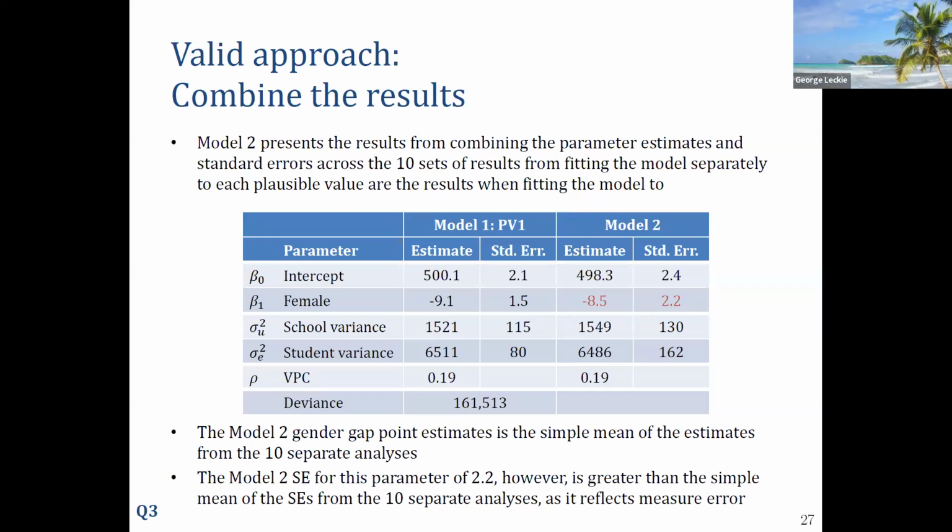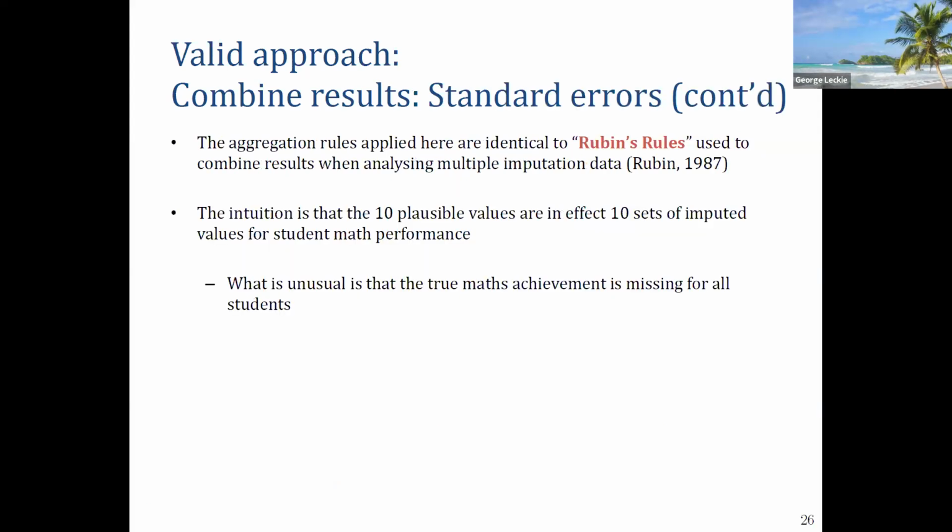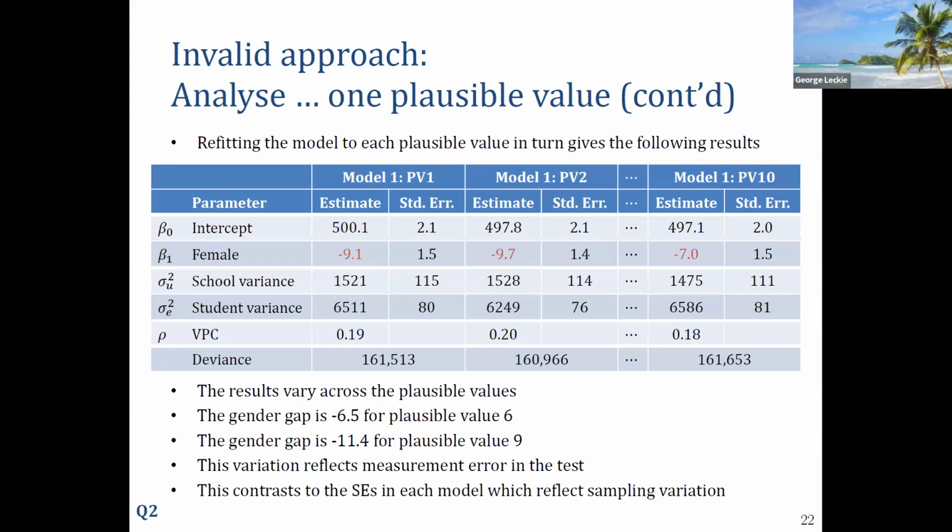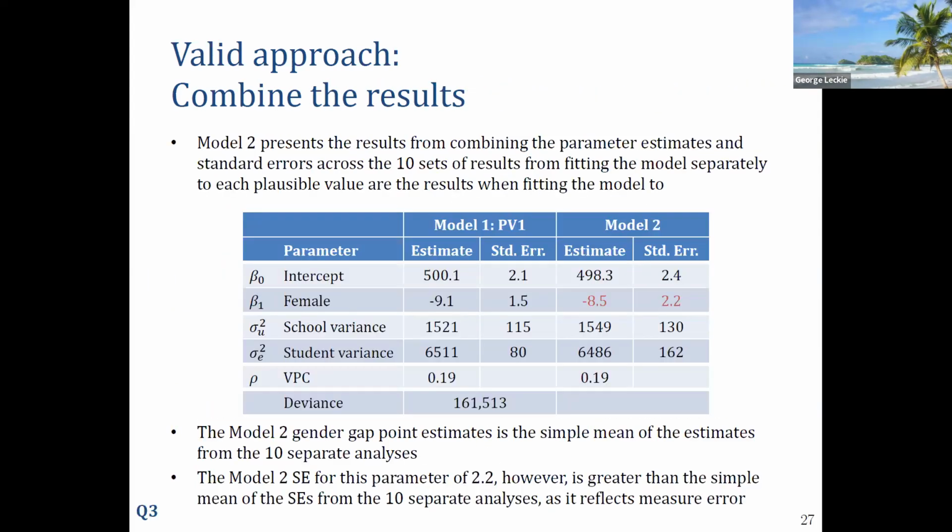Look at that 2.2, it's bigger than any of the standard errors you got when doing the separate analyses, right? 1.5, 1.4, 1.5, that's just sampling variability. Once you factor in the measurement error, it's going to go up. It's gone up to 2.2.